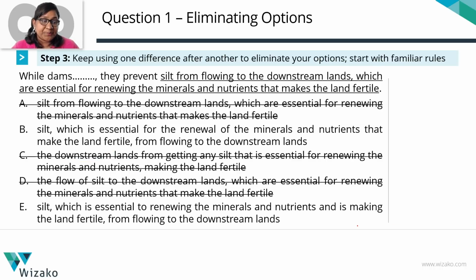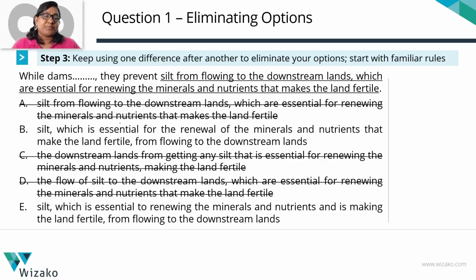Let's eliminate it. Let's look at our remaining answer options. At this stage, when you have two options left, it might be prudent for you to read the answer options and see what they are saying and see whether they make sense. Alright. So silt, they prevent silt, which is essential for the renewal of the minerals and the nutrients that make the land fertile from flowing to the downstream lands.